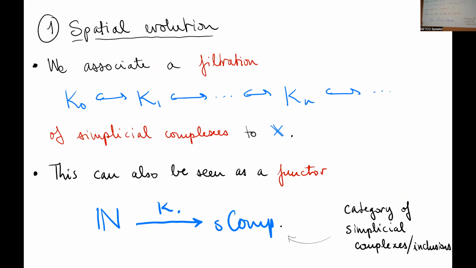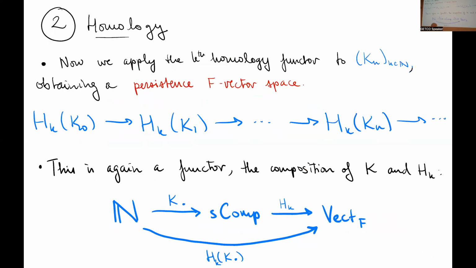So we have this idea of spatial evolution, a sequence of simplicial complexes. Equivalently, we can think of it as a functor from the poset of natural numbers viewed as a category into the category of simplicial complexes with inclusions. Now we apply homology at each one of these simplicial complexes, and we obtain a sequence of F vector spaces, if that's the kind of homology we're doing, which it is in this talk.